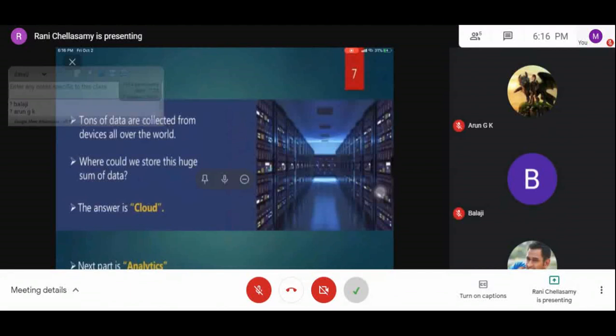So lots and lots of data is collected from the devices all over the world. So where could we store this data? This huge amount of data.